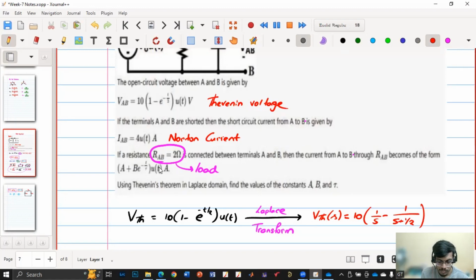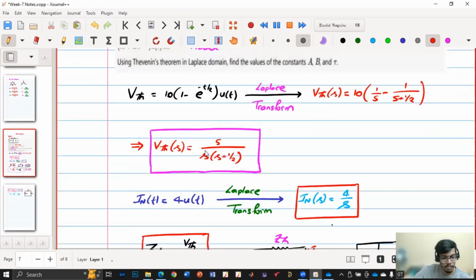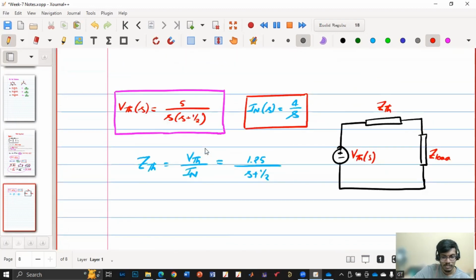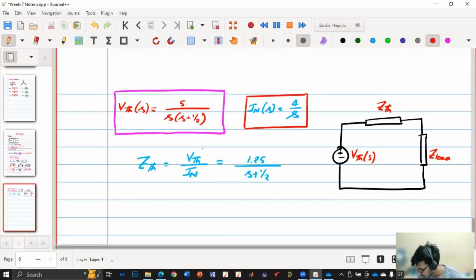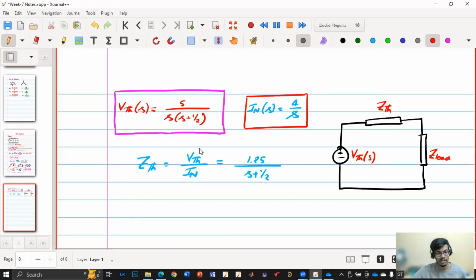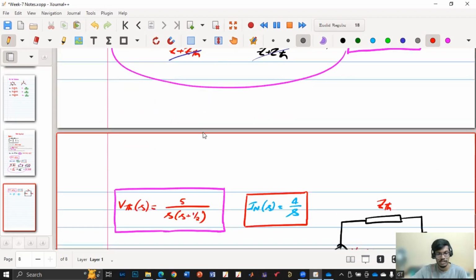Hello. 2, sir, 2. Yes. This is the tricky part. 2 will not be becoming 2 by S. That is a voltage source or any other constant or current source. But resistor, we have seen that R will still remain as R in the case of Laplace transform. So R will still remain R.